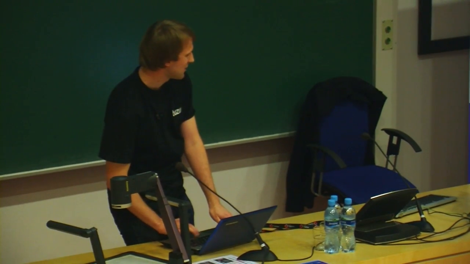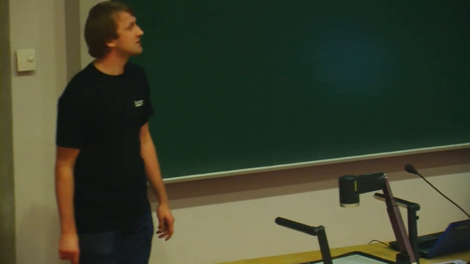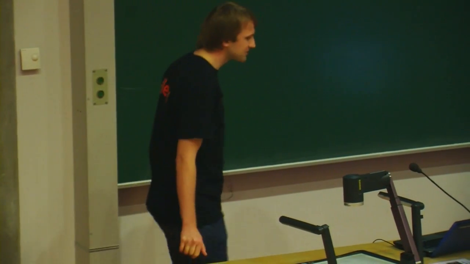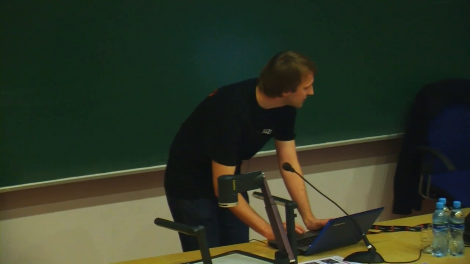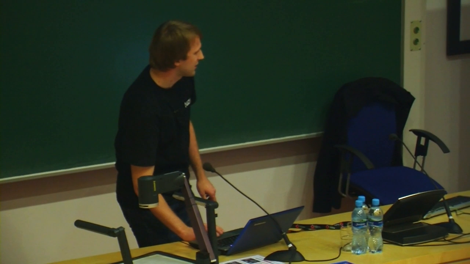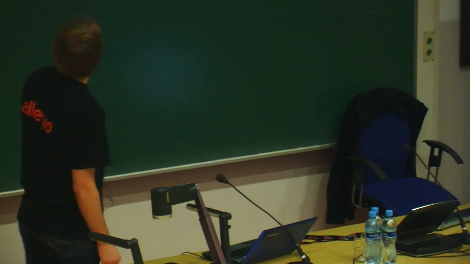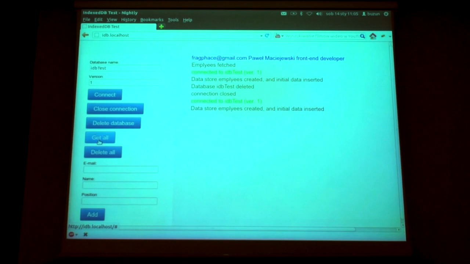Thank you. OK. That's the simplest possible application based on indexed database. To prove to you that it's really indexed database, I can connect to my database, delete my database and do it again. So there is some initial data in this database, in this object store called employees. There is only one record, with the key fragface@gmail.com.